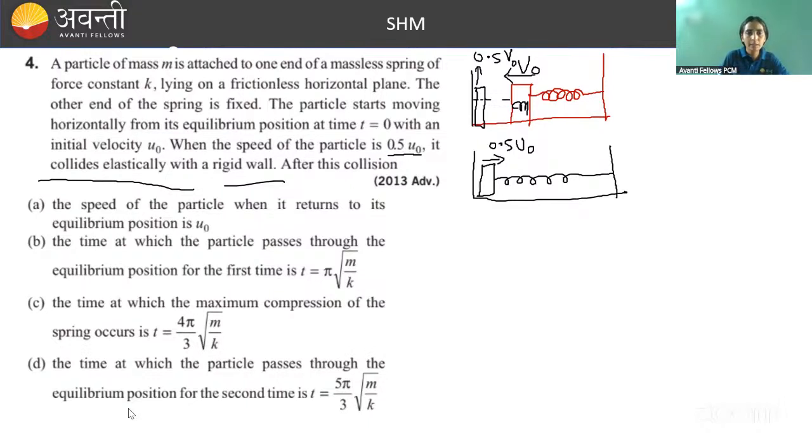When the speed of particle is this, it collides. After this collision, what you can say? The speed of particle when it returns to its equilibrium position is u naught. Is it right or wrong? What do you think? What do you think? कोई भी बताओ. Wrong? क्यों ऐसा लगता है तुम्हें? क्यों wrong होगा बताओ?